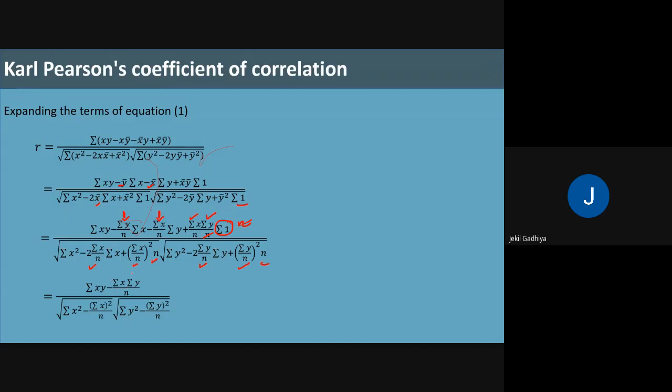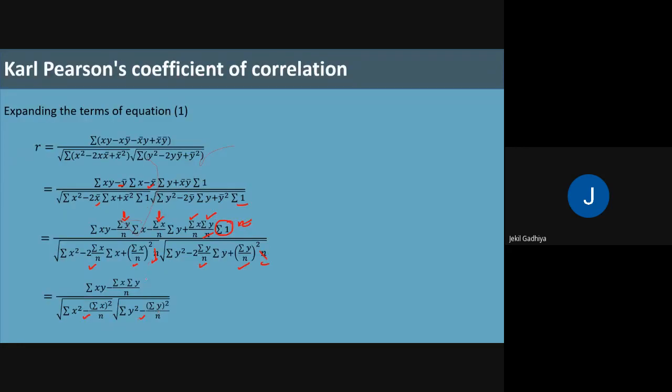Similarly here, sigma x over n all square, that means sigma x all square over n all square. So from n square you can cancel 1 n from here, and similarly 1 n from here. Now what is the middle term? Minus 2 sigma x sigma x. So sigma x all square over n plus sigma x all square over n. So minus 2 plus 1 will be minus 1. Similarly here minus 1. So this is another formula of Karl Pearson coefficient. Just note it down.